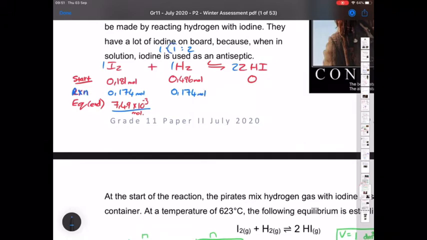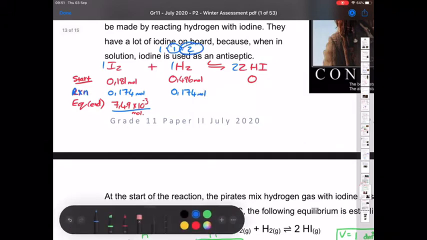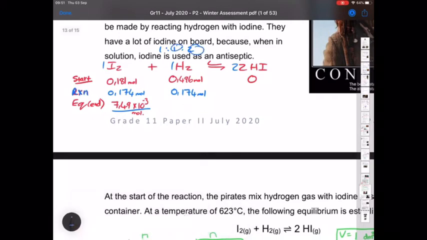And twice as much, because of the 1 to 2 ratio, you would have used 0.174 moles of iodine, you would have used 0.174 moles of hydrogen, and that would have meant that you would have made twice as much hydrogen iodide, because of the 1 to 2 ratio. So 2 times 0.174 gives 0.348.